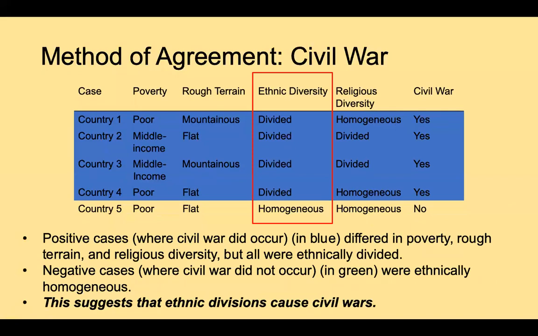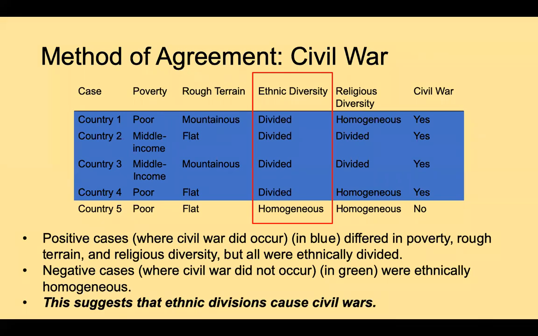And let me go ahead and show you my analysis and my descriptive and causal inferences that I came up with. So first of all, I observed that positive cases where civil war did occur, which are in blue, differed in poverty, rough terrain, and religious diversity, but all of them were ethnically divided. So really the only thing that they had in common is ethnic divisions. They differed along all of the other variables.